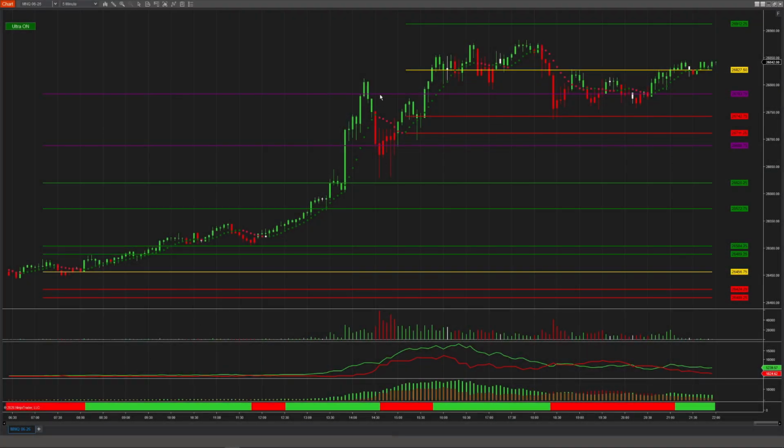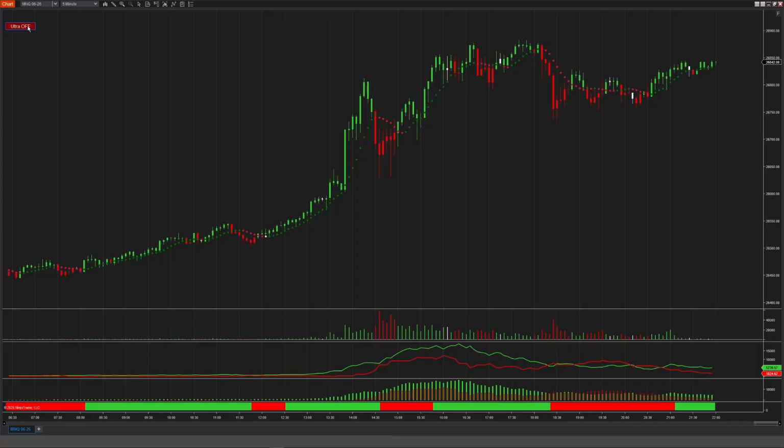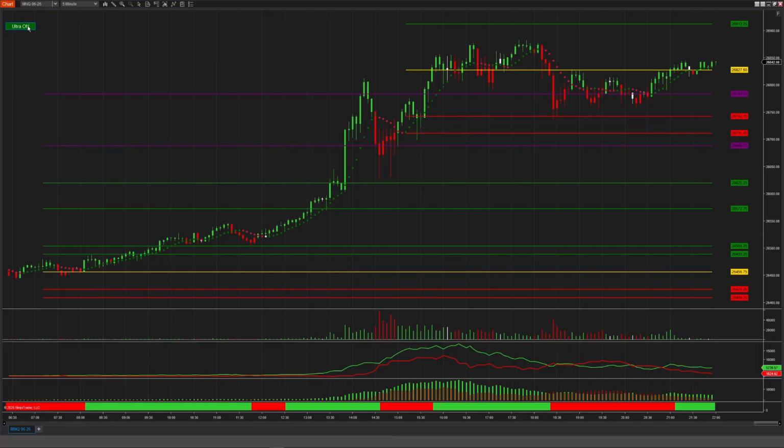So let's start off with a little update to Ultra. You can see Ultra's lines here. It's as simple as this. We press the little button up the top to turn Ultra off, and we use it again to turn Ultra on. Why is this beneficial?